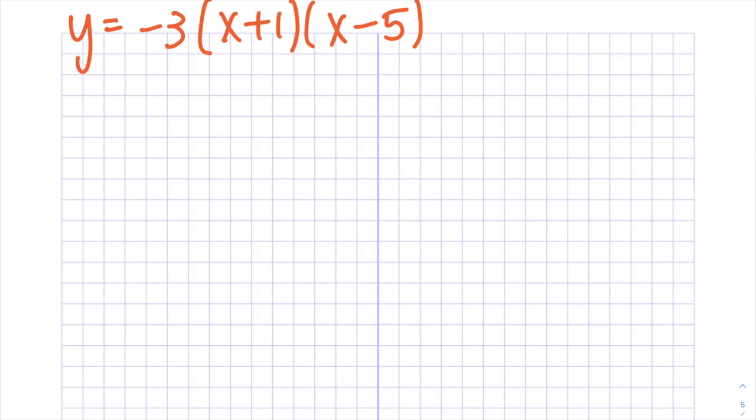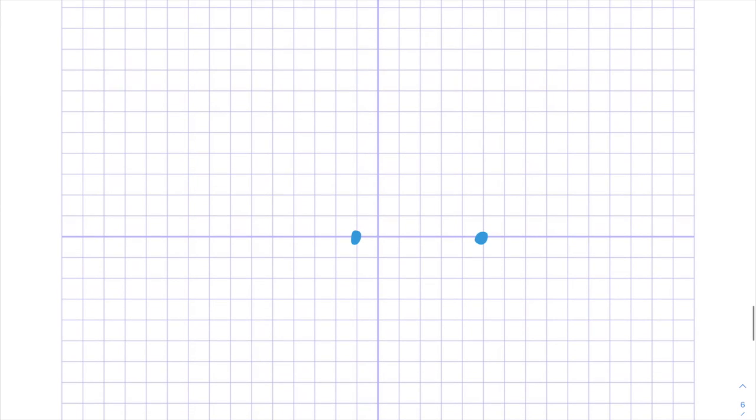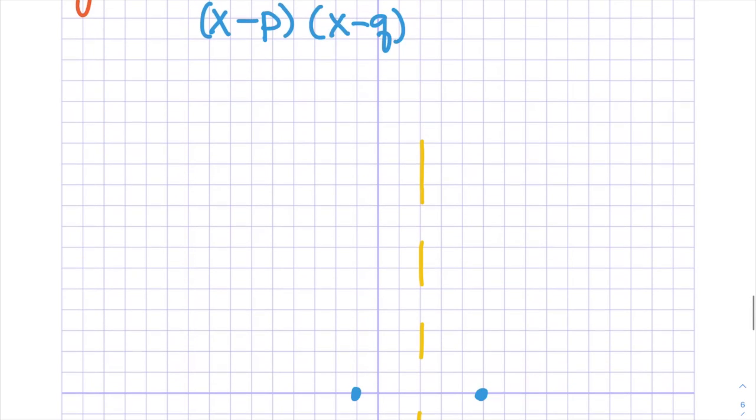Okay, second example. x minus p and x minus q. So p is negative 1 and q is 5. So negative 1 and 5. Find our axis of symmetry. It's right in the middle of these two numbers. So you could find it by adding negative 1 and 5 and dividing by 2 to get 2, or you can look at your graph. So we know our axis of symmetry is at x equals 2.